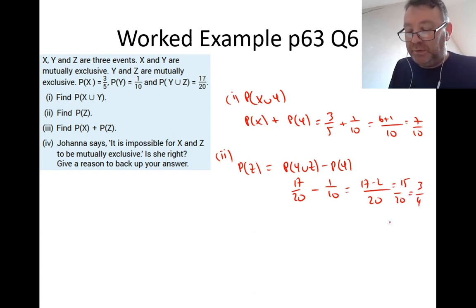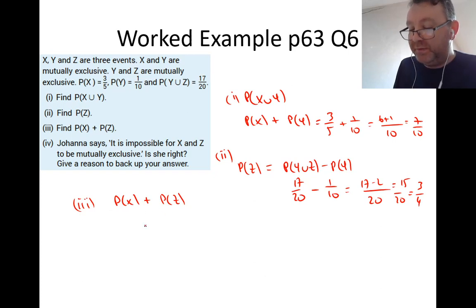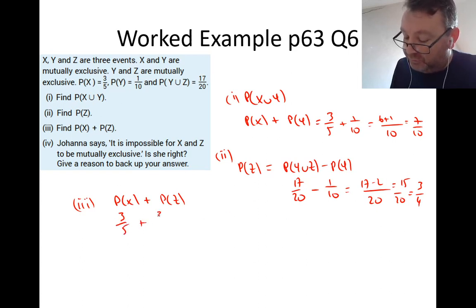Okay, so they do become quite easy after a while. And then it says part 3, find the probability of X or the probability of Z, or add, I should say. Okay, just be careful with your terminology. So P of X, what are we told already? It's 3 over 5. Probability of Z, we've already found, is 3 over 4. So when I go to the common denominator of 20, 5 into 20 goes 4 times, that's 12. 4 into 20 goes 5 times, that's 15.